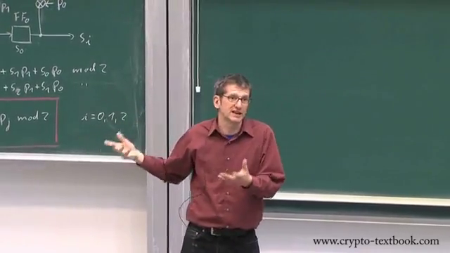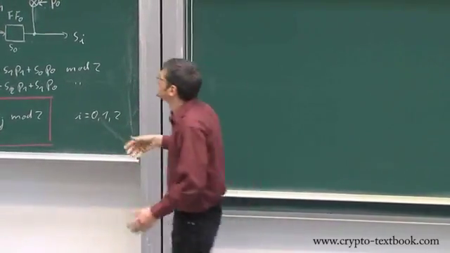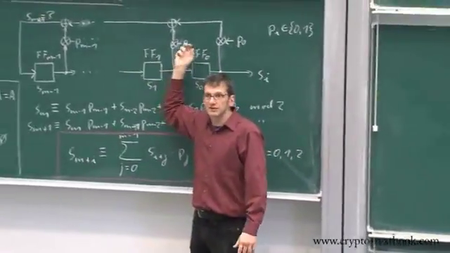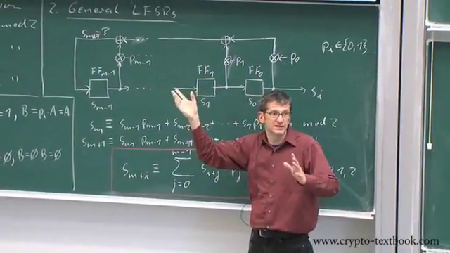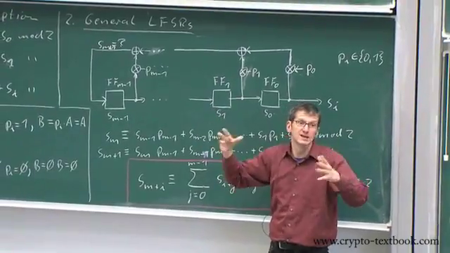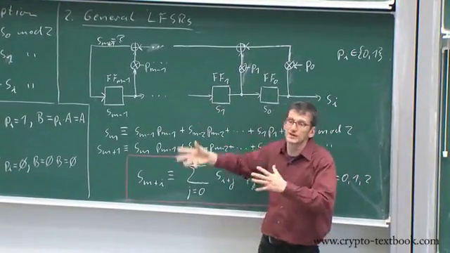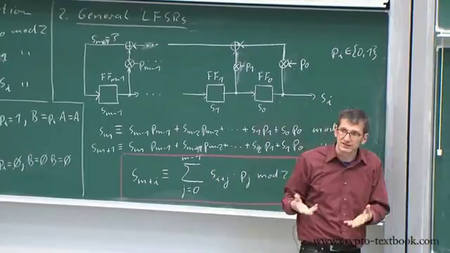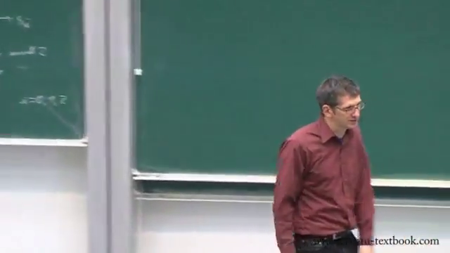So really, what LFSRs are about now is choosing those p-values, right? Each p-value can be 0 or 1, and depending how you choose them, you get very, very different properties. Okay, so.